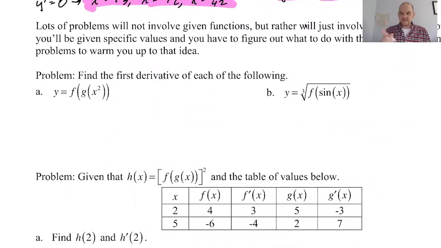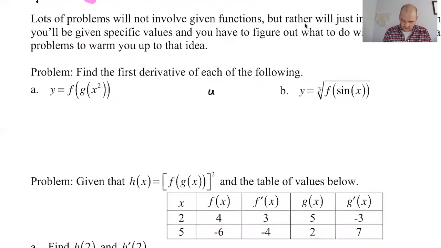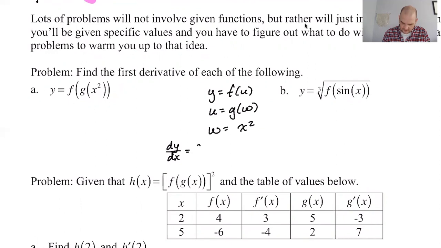Well, this is a first for us because this is a composition, but it's actually like 3 deep, right? So I'll write them over on the side here. I see that y is equal to, let's say, f of u, u is equal to g of w, and w is equal to x squared. So what does that mean for me? Well, I want dy dx, so I'll just do dy du times du dw, because u is a function of w, times dw dx. That's what I'm going to do.